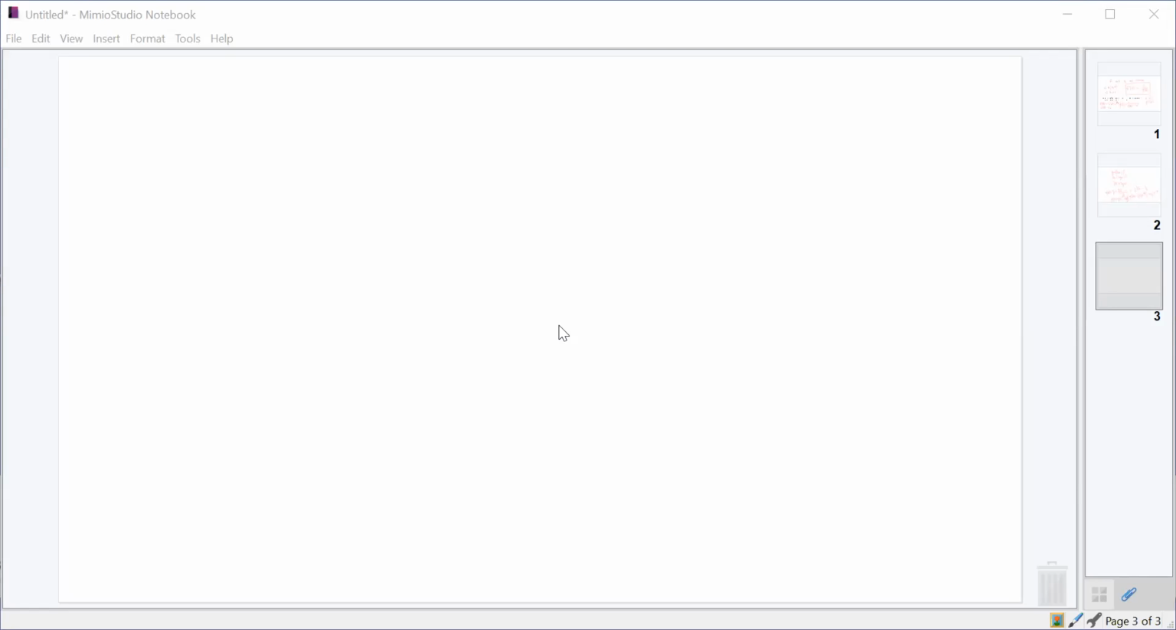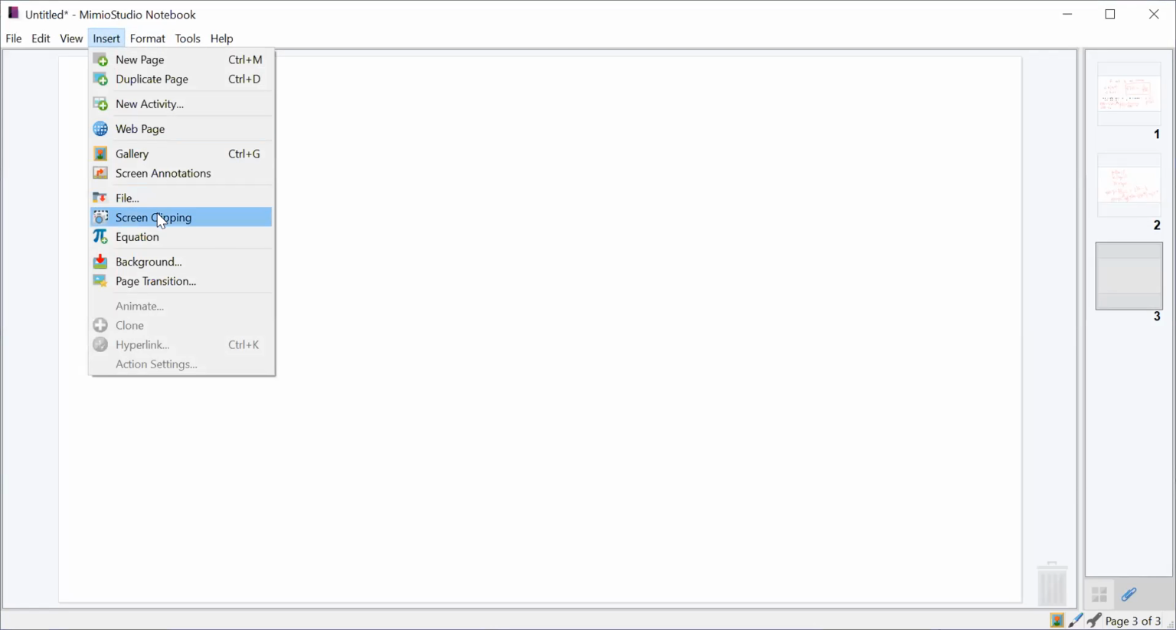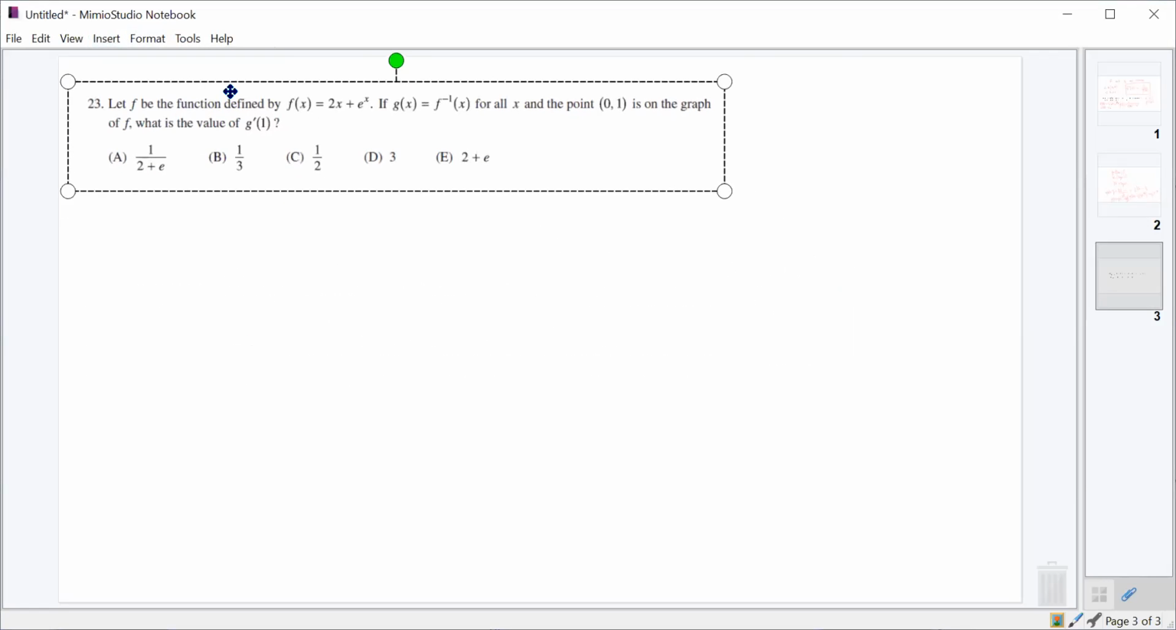Yeah, here's another one. This one is similar to the one we just did. I'm going to do two different types. I want to find one that's the other type also, but we'll do this one since I just found this one. So this is 2013, number 23.